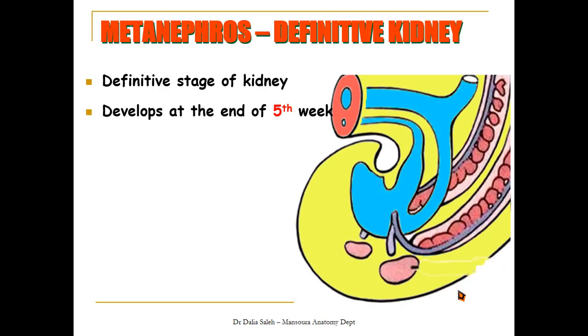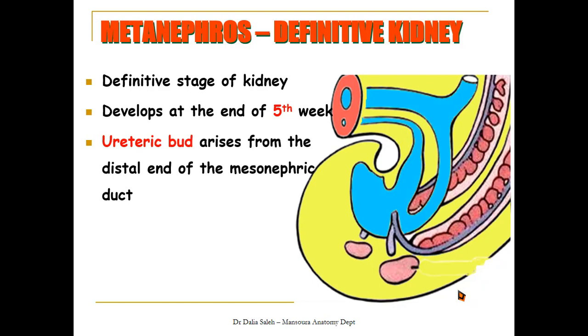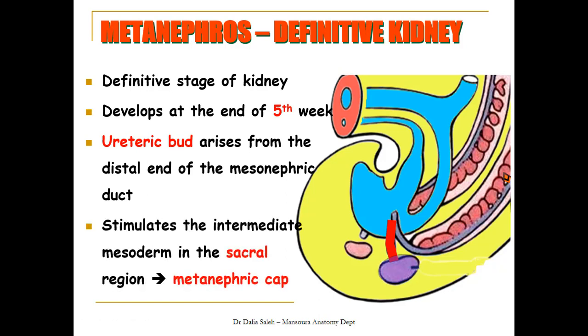If we enlarge this area, what happens is that two buds arise from the distal end of the mesonephric duct upon its entrance at the cloaca. These are the ureteric buds. So again, this is the mesonephric duct which opens into the cloaca. At this point, two buds arise from the end of the mesonephric duct. We call them the ureteric buds. The ureteric bud induces the intermediate mesoderm at the sacral region to differentiate into something called the metanephric cap.